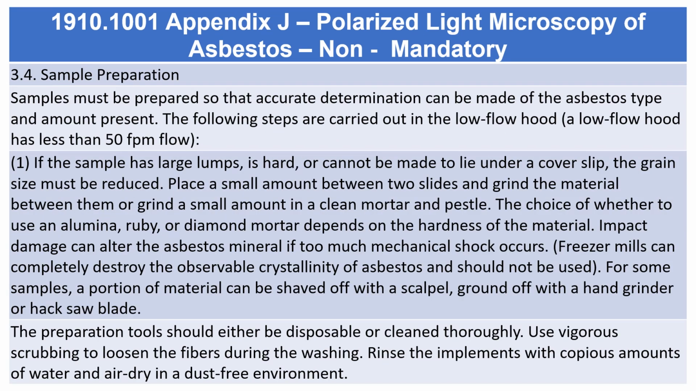3.4. Sample preparation. Samples must be prepared so that accurate determination can be made of the asbestos type and amount present. The following steps are carried out in the low-flow hood. A low-flow hood has less than 50 ppm flow.